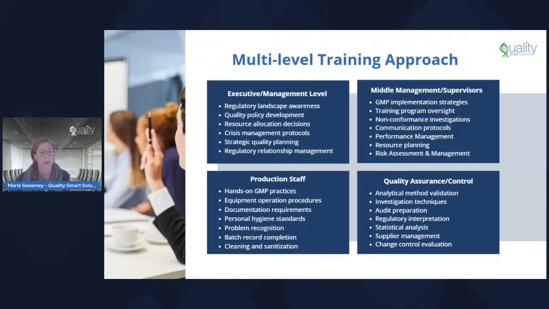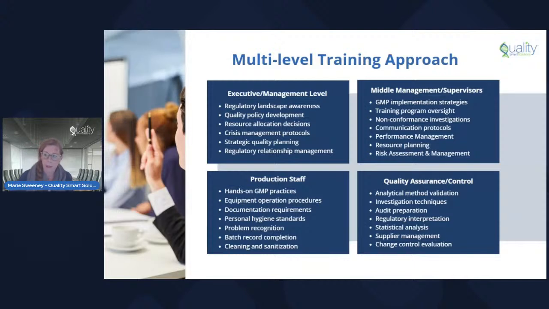And strategic quality planning. Focus on long-term development and enhancement of your quality system. You want to build strong regulatory relationships, so foster trust with those regulatory bodies. And then as well, you want to ensure that you are ready for risk assessment and management. So grasp the business risks associated with quality failures. Time is money, quality is money.